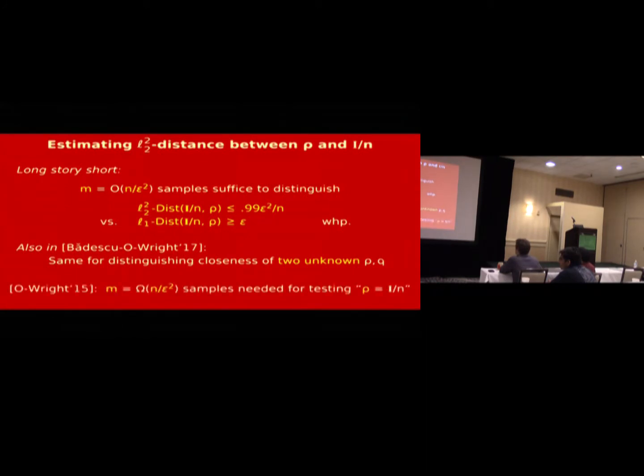And finally, an earlier paper of me and John showed that n over epsilon squared samples are sufficient, or are necessary. So when you say same, you mean n samples? It's the same, yeah, the same number of samples. So you can get the same result here for estimating the distance between two unknown states, rho and sigma, with n over epsilon squared.